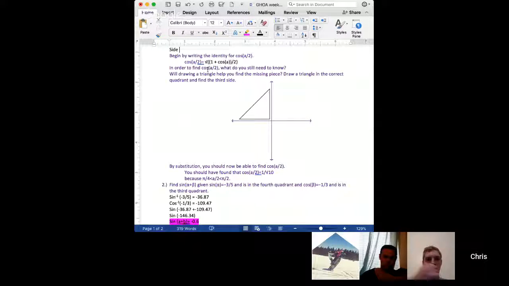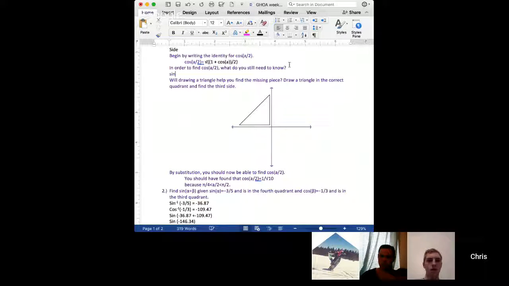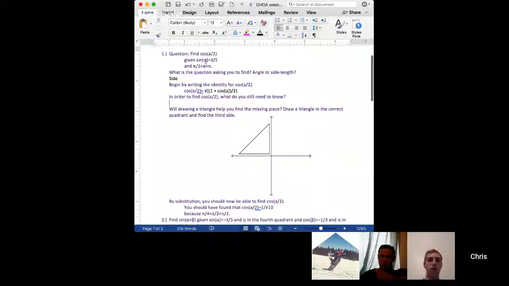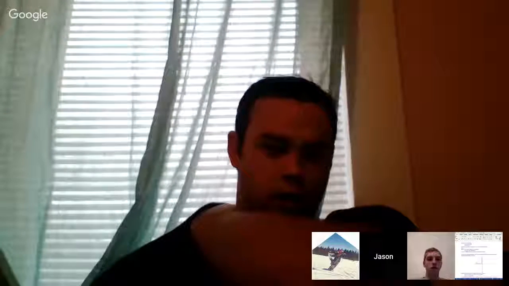In order to find cosine of a divided by 2, what do you still need to know? I think you just hit the nail on the head. The side. The side length a. No, wait. No, because that's what we're trying to find out. What do we still need to know? Well, we have alpha, right? Yes. So if it's cosine alpha divided by 2, what do we still need to know?